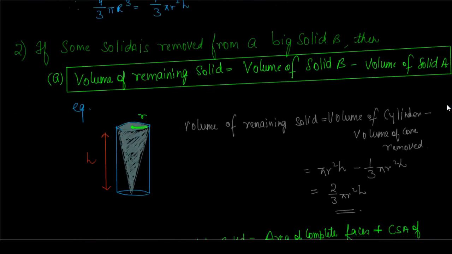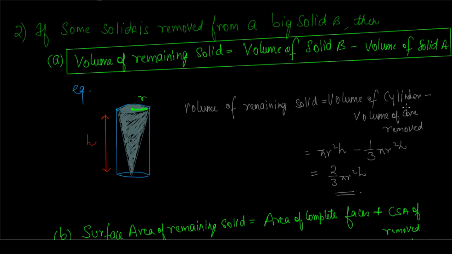Now the second concept. We have one solid A, right? And from that solid, I am removing another solid. Sometimes if it's a wooden solid, from that I can carve out another solid, or maybe I can shape out a new solid from a wax solid. So in this way, I sometimes take out a new solid. So some solid A is removed from a big solid B. So there's a big solid B. From that, I am removing some solid A.